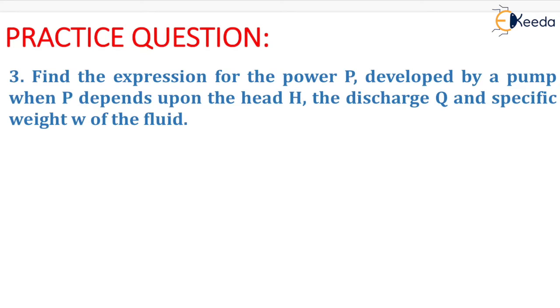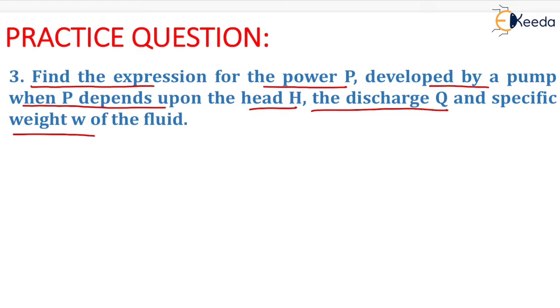Question is given as: find the expression for the power P developed by a pump when P depends upon the head H, the discharge Q and specific weight W of the fluid. Now power depends on head, discharge and specific weight. So the equation will become P equals K H to the power A, Q to the power B and W to the power C. Now we have to write the dimensional formula for all the parameters.